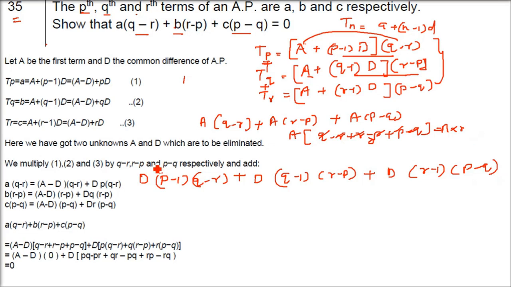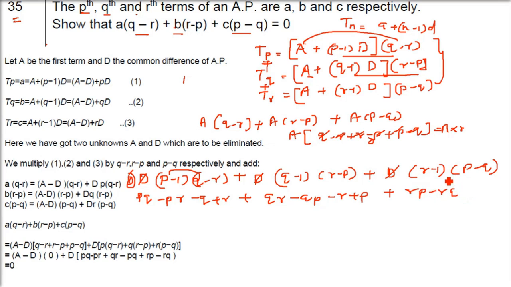Now you can take D common. When you take D common, I am just eliminating it to show that we have already taken D common. So we will deal only with this multiplication. So PQ minus PR minus Q plus R. Then QR minus QP minus R plus P. Then you have RP minus RQ minus P plus Q.